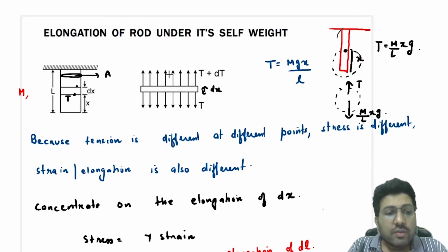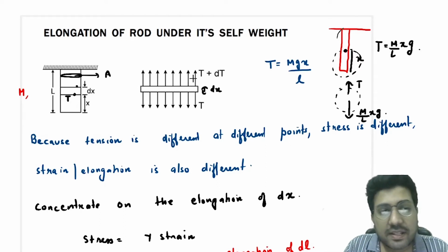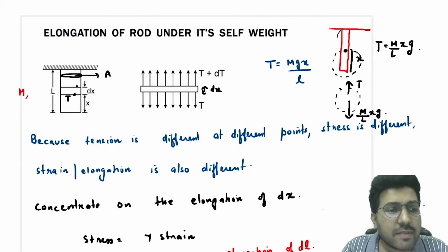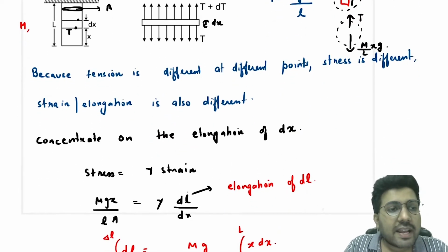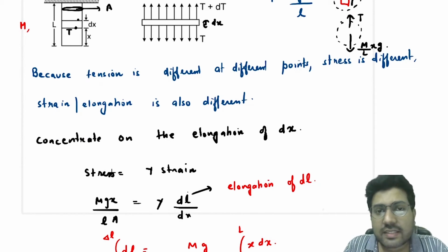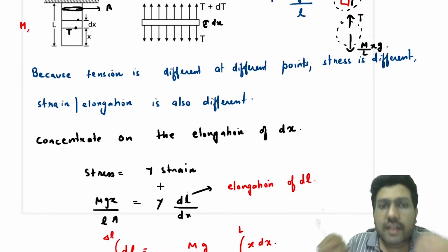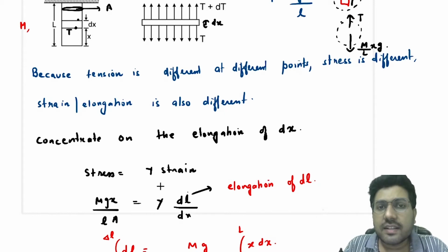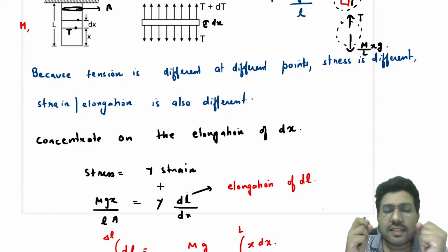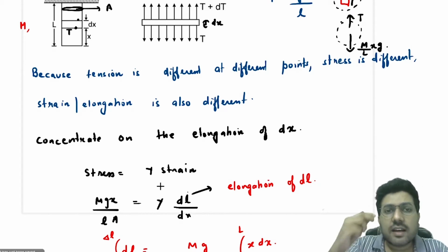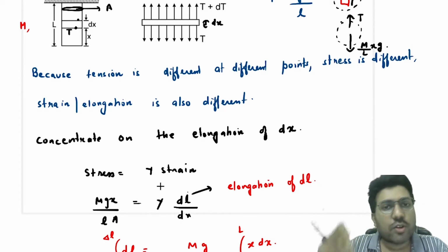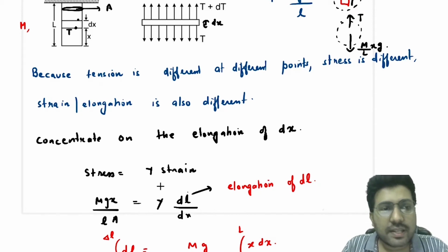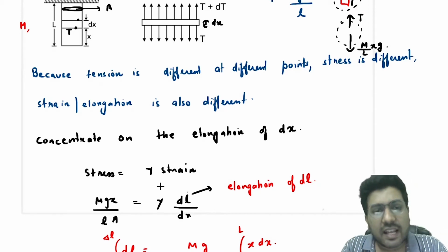Now, only concentrate on this element. Forget everything else. What will you write? The stress is equal to Young's modulus into strain. This is Hooke's law. We will assume that the rod is completely elastic and is in the elastic region, so the stress has not crossed the elastic limit. We will not solve numericals in which the substance has so much stress that it has crossed the elastic limit. Every time the body will be in its elastic limit.